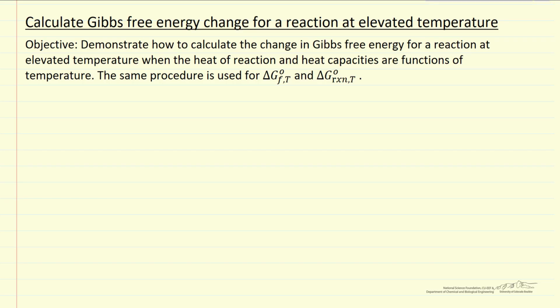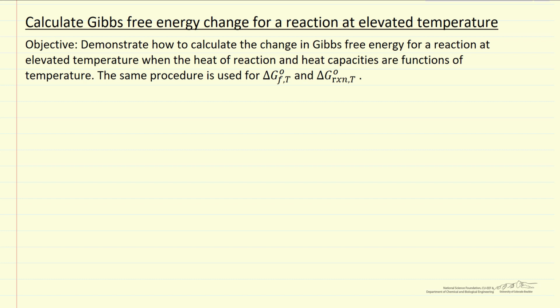In this screencast, we're going to show how we can calculate the change in Gibbs free energy for a reaction at elevated temperatures. We're using information we have at 298 from tables. In particular, we're interested in the case where the heat of reaction is a function of temperature and heat capacities are a function of temperature. And it's the same procedure whether we're talking about delta G for formation or delta G of reaction.